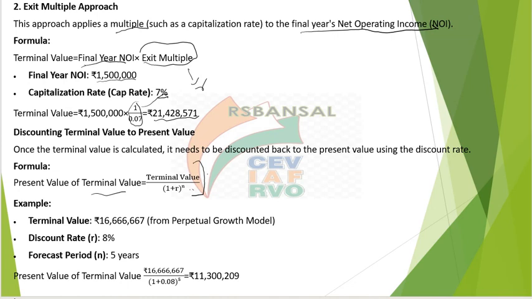So for example, the terminal value is 1 crore 66 lakh 66,667, what we have calculated in the first example. The rate is 8% and the forecast period is 5 years. The present value of the terminal value will be 1 crore 13 lakh 209.